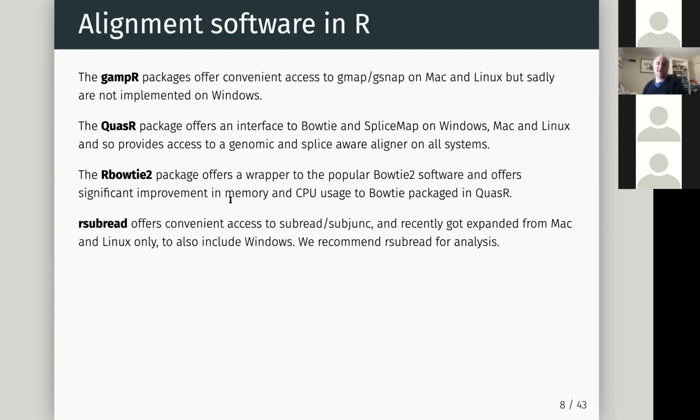The GMapR package offers convenient access to GMAP and GSNAP on Mac and Linux, sadly not implemented on Windows. I need to probably check all these facts, since bigwigs work on Windows now, but I don't believe that was working on Windows. QuasR offers interfaces to Bowtie 2, SpliceMap, and much more recently, HiSat 2, on Windows, Mac, and Linux, and so provides both the genomic and Splice-aware aligners we want. I can tell you that using Bowtie 2 and SpliceMap is going to just blow up your computer. It's very memory unfriendly. HiSat 2 works well though.